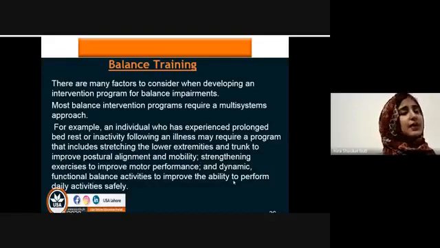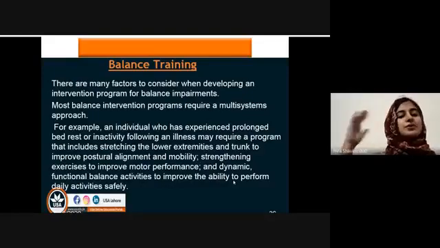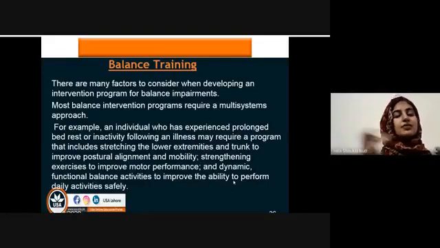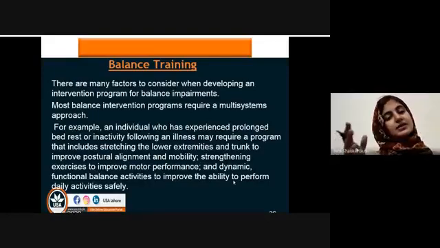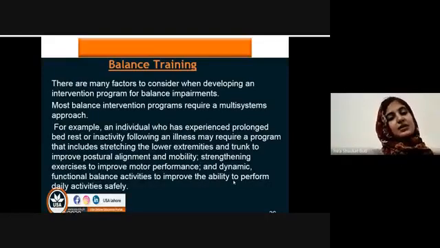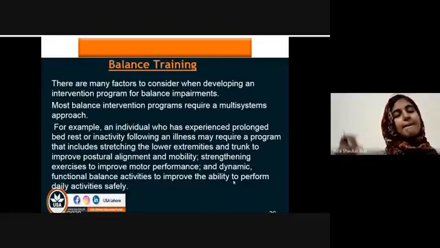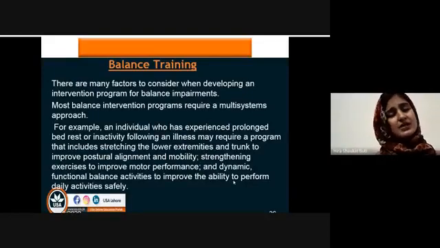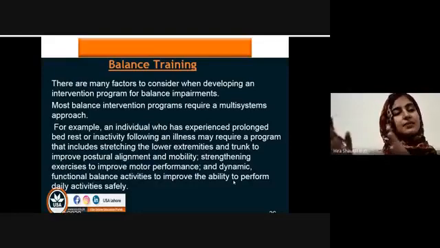And always remember that the sequence will be the same. If the person is not able to maintain the static balance, then we will start with the static balance exercises. If the person is not able to maintain the dynamic balance, then we will add the static and the dynamic balance exercises. If the person is not able to maintain the anticipatory balance, then starting from the static and the dynamic and then towards the anticipatory. And if the person is not able to maintain any kind of balance, then we have to progress the balance exercises in order to maintain the body balance and the postural stability.